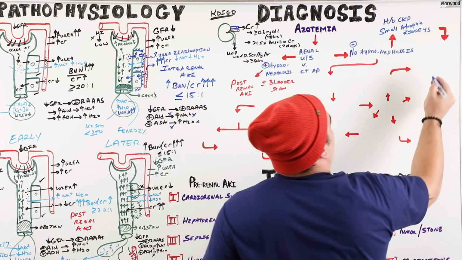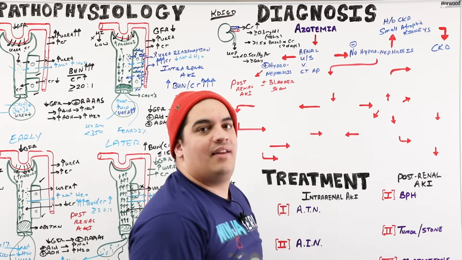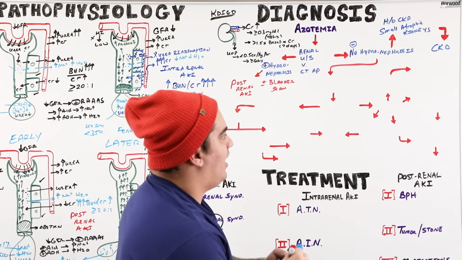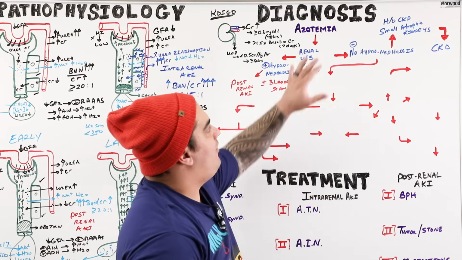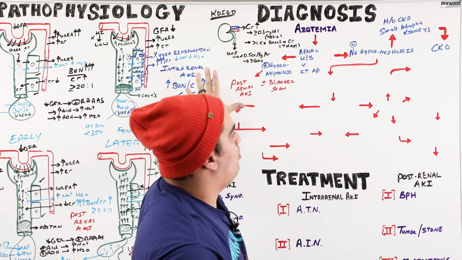In that situation, you might say, this may be CKD. And that's it. All right, so sometimes you just have to kind of go through that list. All right, so we have a patient who has some signs of AKI. We got the renal ultrasound. We got hydronephrosis. Maybe it's post-renal.